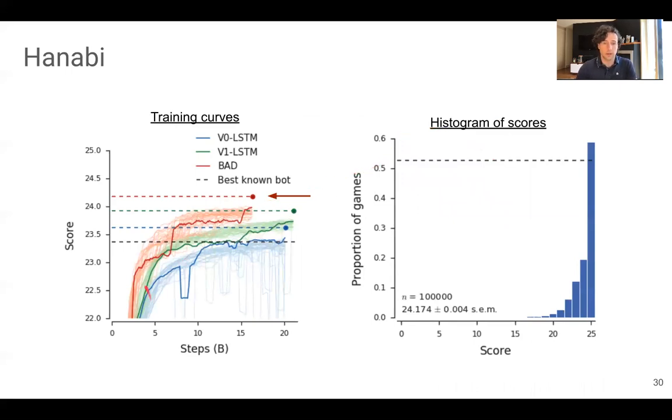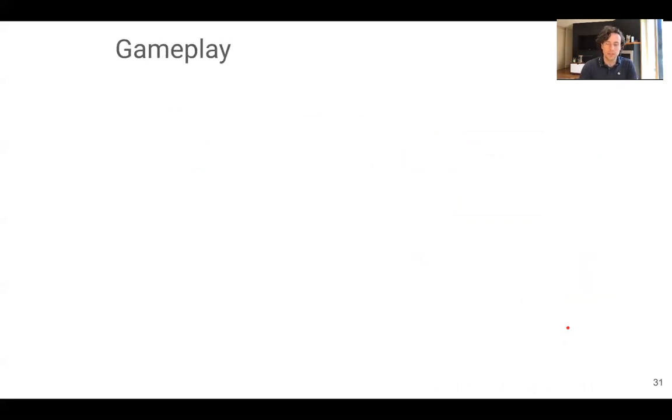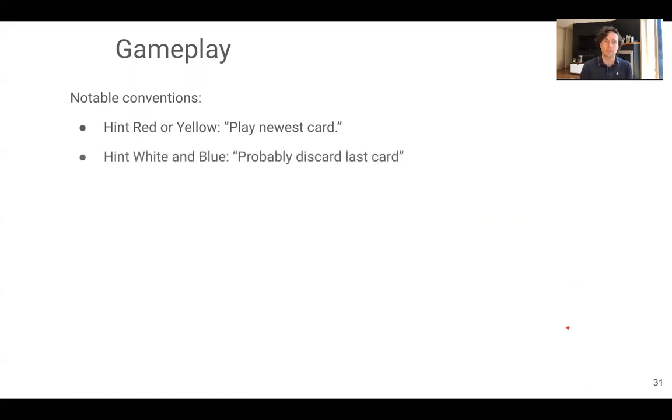So here you can see the red curves. That's the Bayesian action decoder, and the blue curve is our baseline method. And you can see this distribution of scores. It really gets very high points all the time. What's interesting here is we didn't tell this bot anything about any conventions, and yet it learned to do interesting gameplay where it would use red or yellow hints, red or yellow cards, to indicate that the newest card should be played. And it would use white and blue to say that the last card should be discarded.